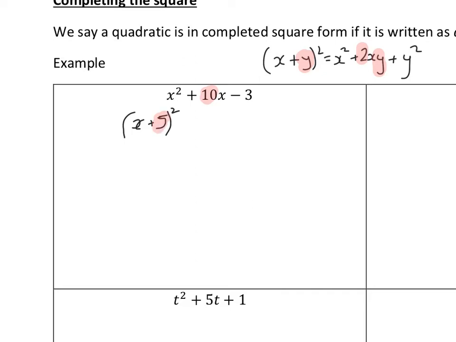The next thing I need to do is I will get a y squared at the end, so I want rid of that. I need to take away 5 squared. So now that just gives me x squared plus 10x, and I need to minus the 3 that's already there. So then just simplify that to x plus 5 squared minus, well, 25, take away 3 is minus 28. And that's it. That's how you complete the square.